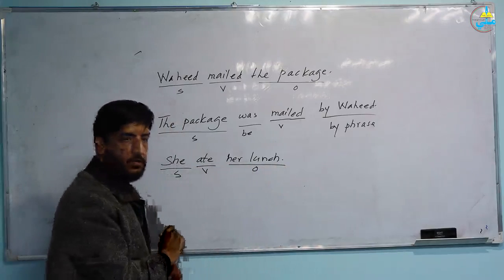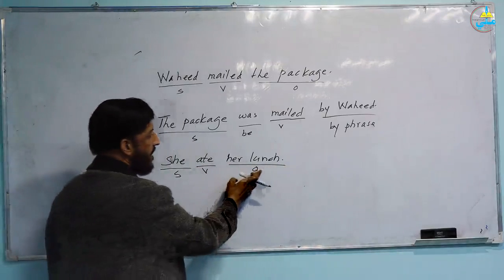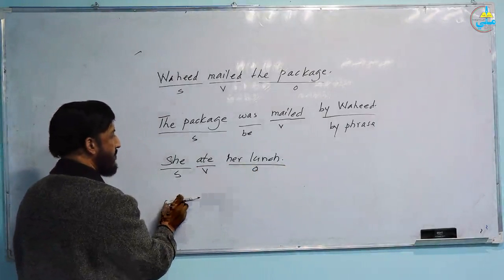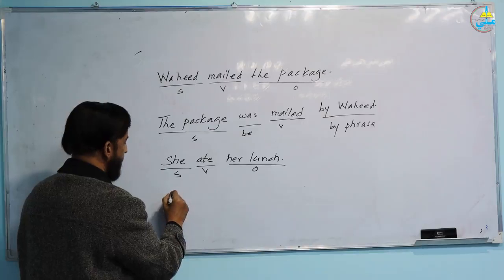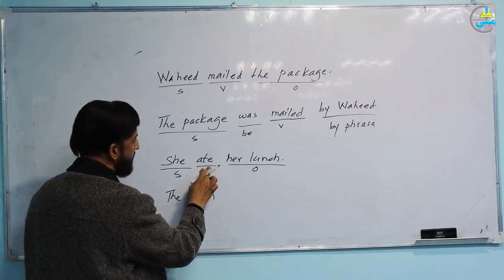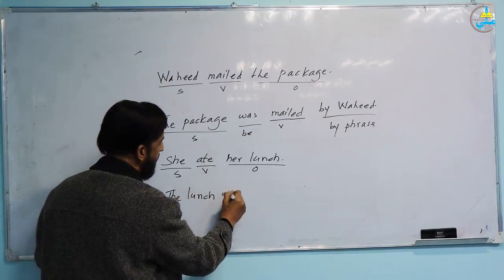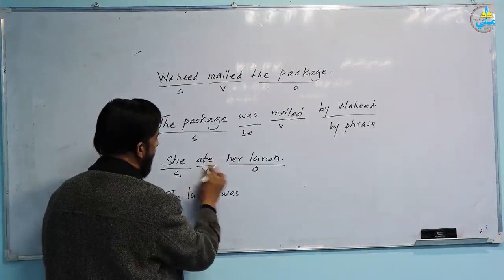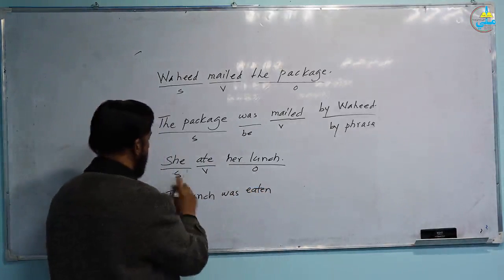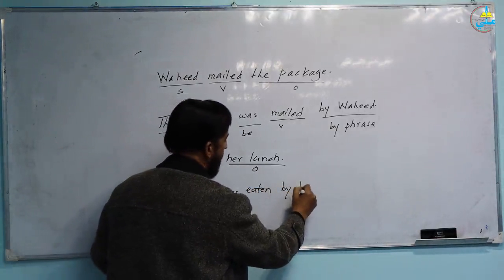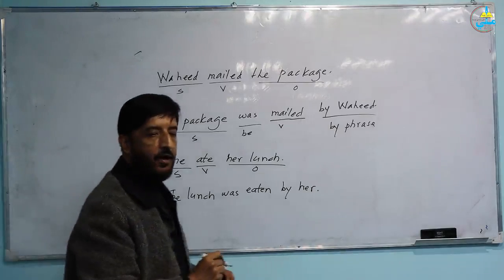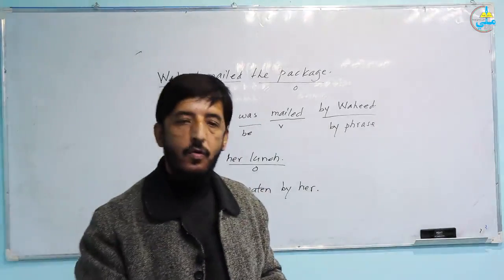So when we change it to passive, we make this object the subject of the passive sentence. What is it? The lunch. The verb is in the second form, so we use was. Was eaten. The third form, eaten, by her. The lunch was eaten by her.